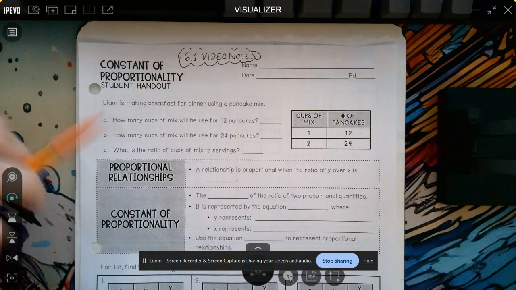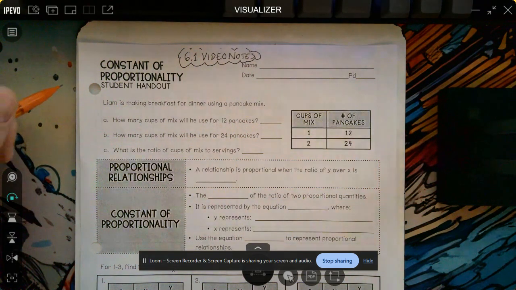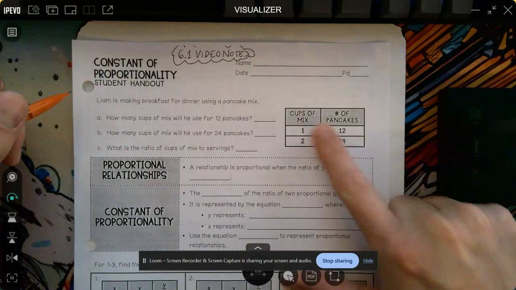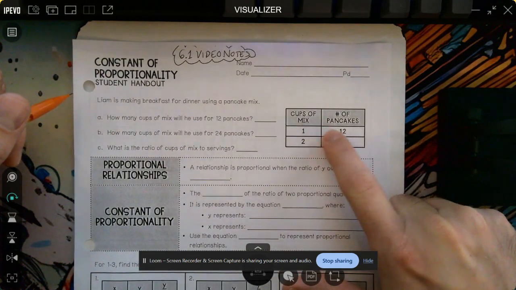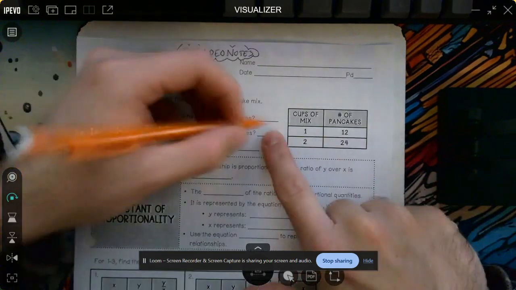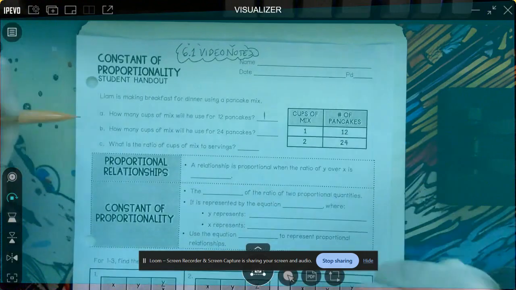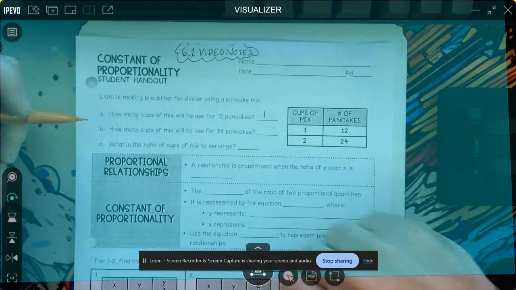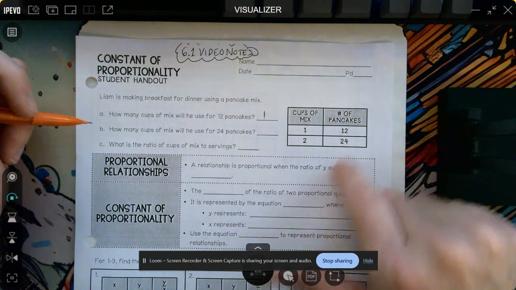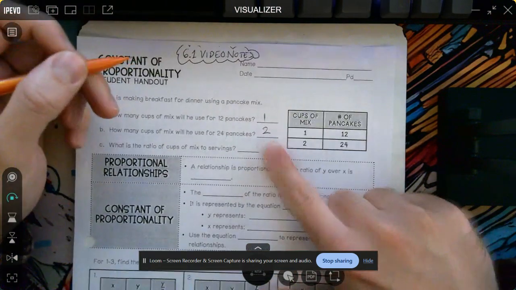So here we go. Liam is making breakfast for dinner using a pancake mix. How many cups of mix will he use for 12 pancakes? If we look at our table, it says 1 cup of mix will result in being able to make 12 pancakes. So 1 cup of mix, 12 pancakes. With that same relationship, how many cups of mix will you use for 24? 2 cups of mix will make 24.